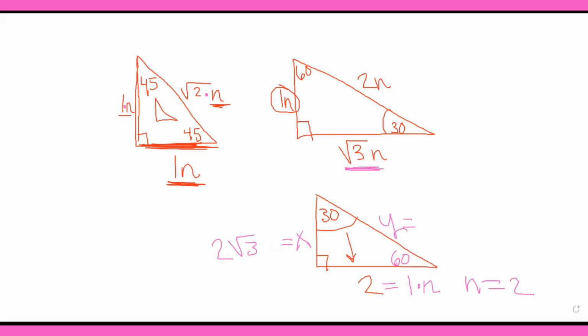Then for the hypotenuse, we know that has to equal 2 times n, and my multiplier is 2, so that would be 2 times 2, which would just be 4. So that way I've solved all the other sides, only given one side.